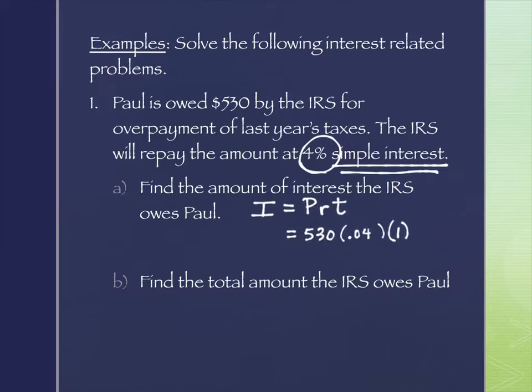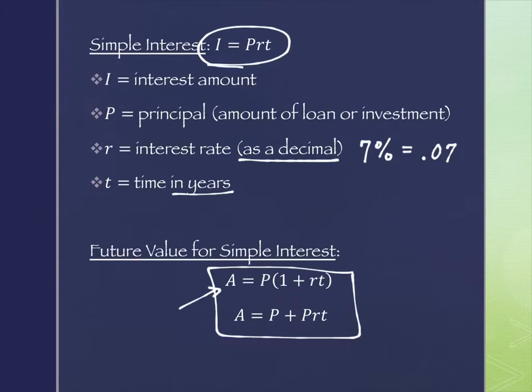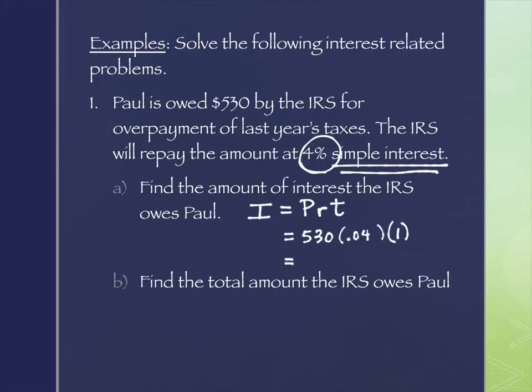How come you would do 1 instead of 365? Because the time is always calculated in years. So even though sometimes they could give you a number of months or a number of days or something like that, we'll always turn it into years. And so this one would be 1 year.